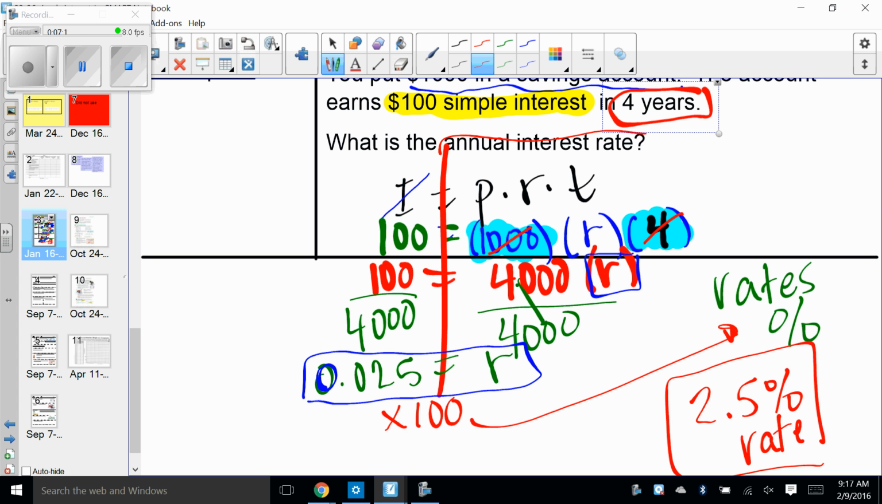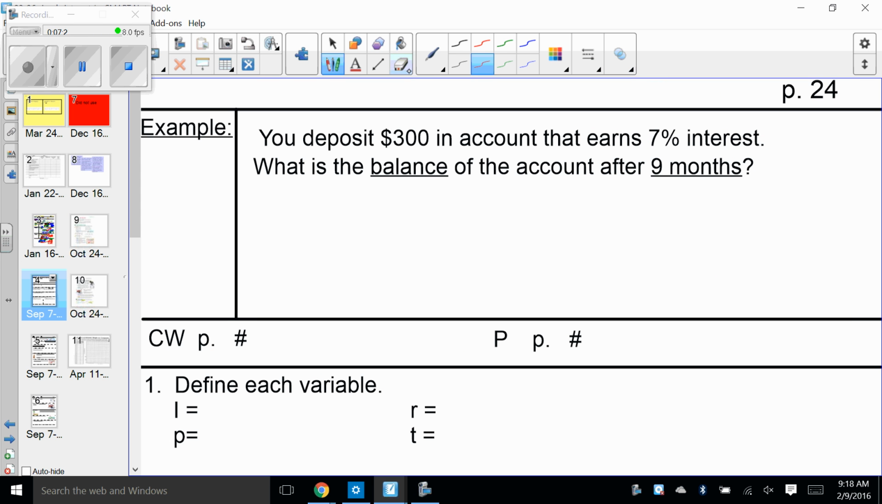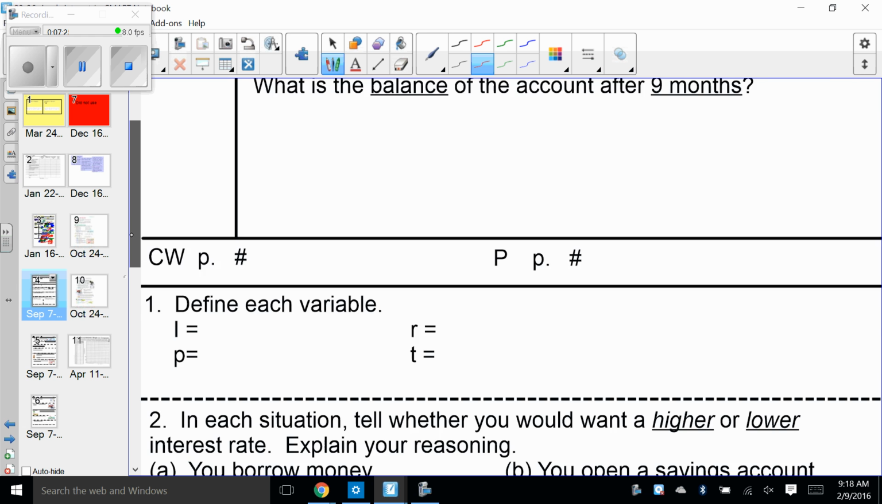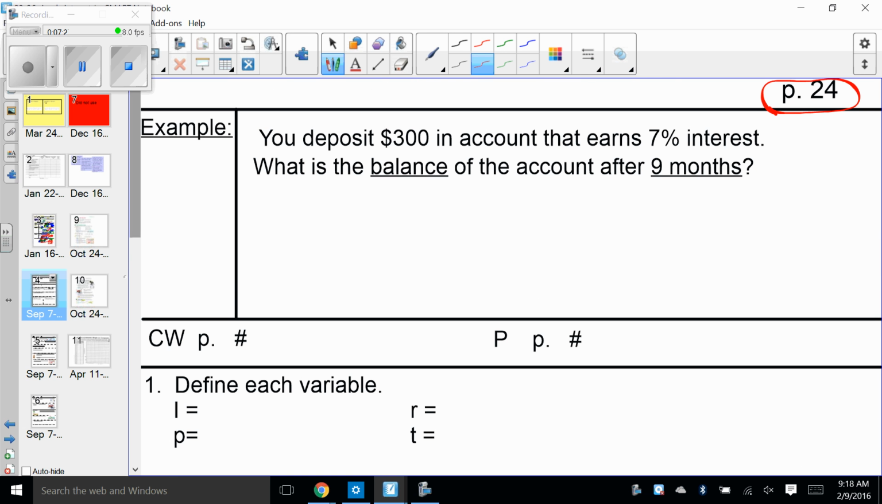What is the annual interest rate? We just solved it: 2.5%. That was a hand method question because the variable r was stuck in the middle. Okay, meet me on the top of the next page. On page 24, example. Go ahead and write down the formula here.